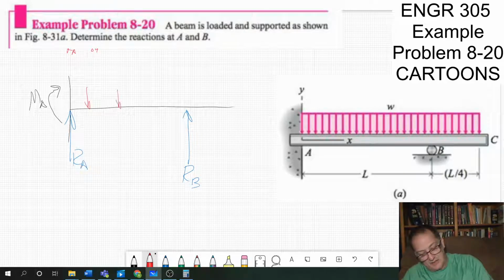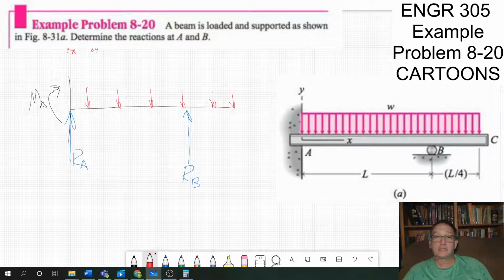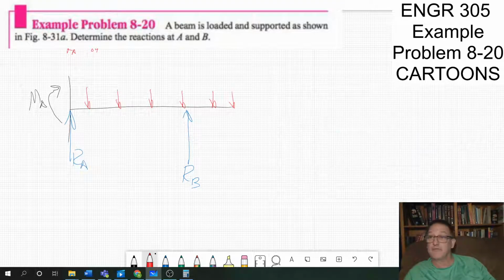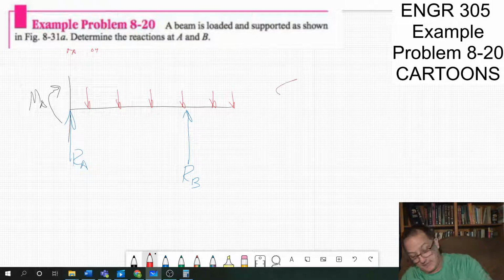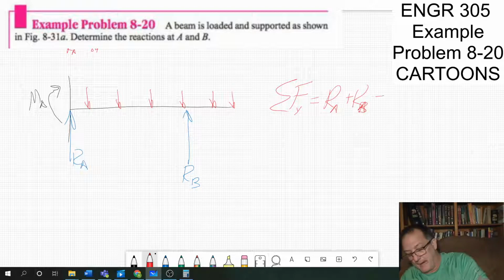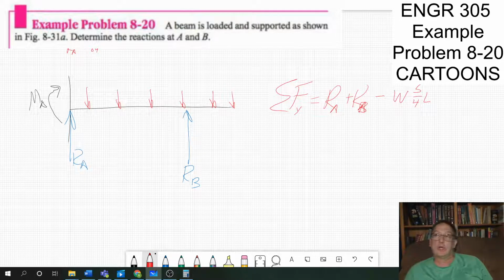So you're trying to find the reactions. There are 3 reactions, and I have 2 equations. That's the fundamental of statically indeterminate. I'm going to get rid of that because I'm writing down free body diagrams. Sum of the forces in the y direction equals RA plus RB minus W times the length, which, here we've got to be careful, is 5/4 L long, and there's equation 1.